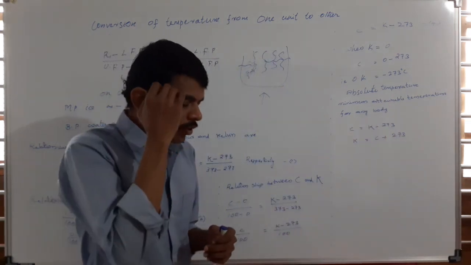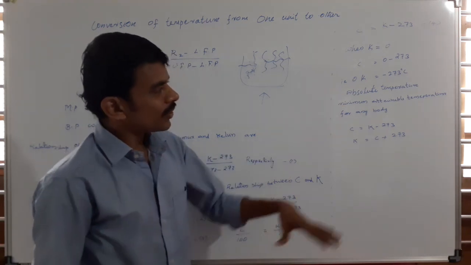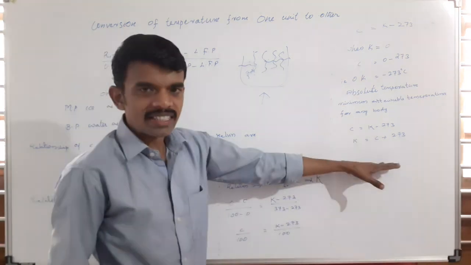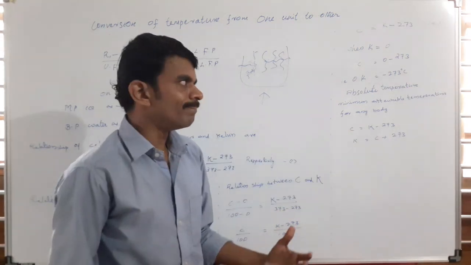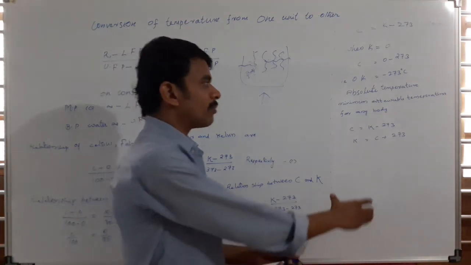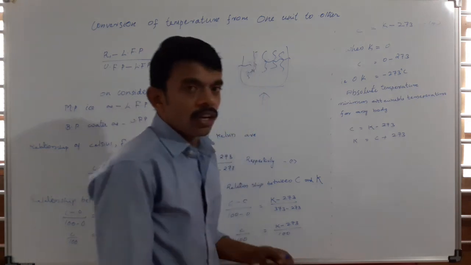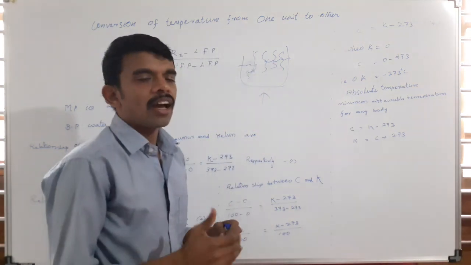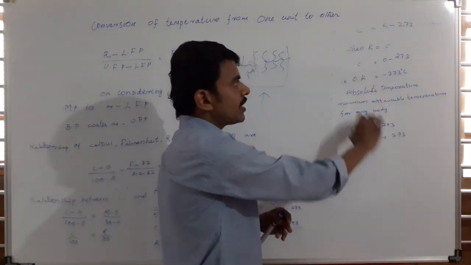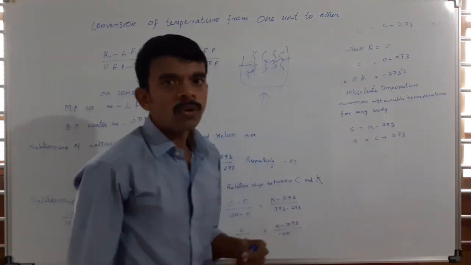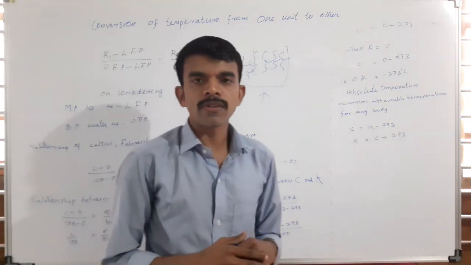In order to explain the reason, some more concepts are needed, and those concepts are beyond your scope of study. So I am not explaining why it is the minimum attainable temperature. You will learn it yourself in the higher classes. But you understand that absolute temperature is 0 Kelvin, and corresponding to 0 Kelvin it is minus 273 degrees Celsius.